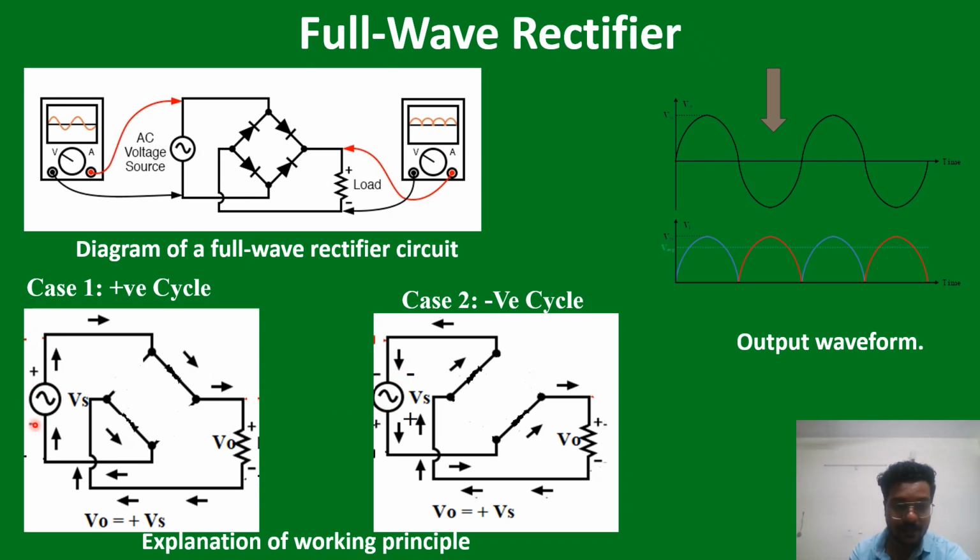So if the polarity of the source gets reversed, the circuit operation also changes, so that the output voltage polarity will not change. Here we are seeing the output voltage in the positive cycle is positive, and in the negative cycle it remains positive because the circuit is acting that way.